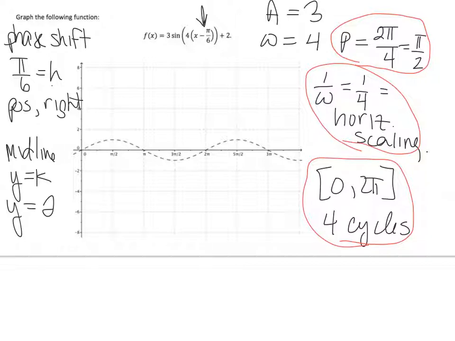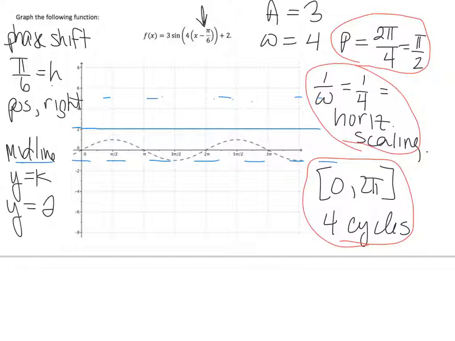I think we're good. So I'm going to go ahead and draw the midline. Okay, we don't have to draw the midline. What else can I draw? Let's see. We know that we're going to get 4 cycles between 0 and 2 pi. Our amplitude is 3. So if we start at 2, we're going to go up 1, 2, 3. That's going to be our max. Down 1, 2, 3. So that's going to be our amplitude.